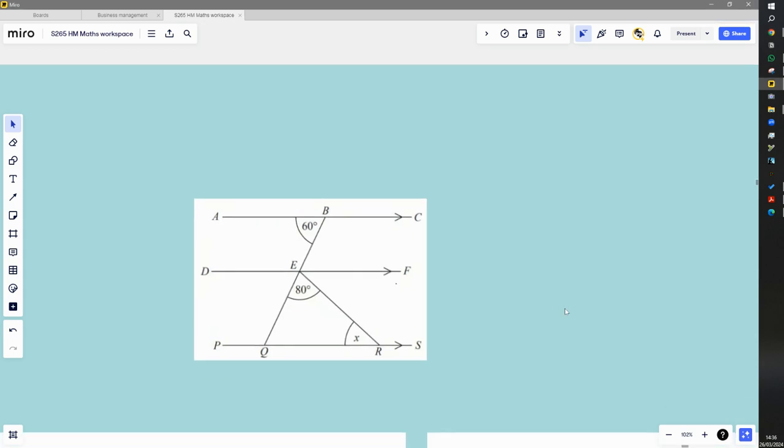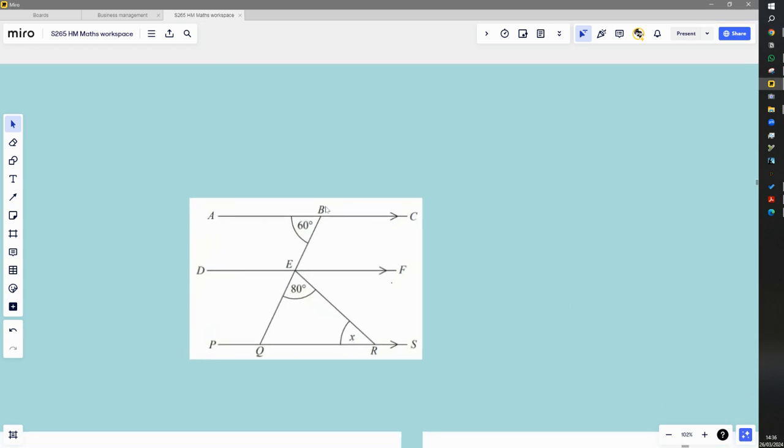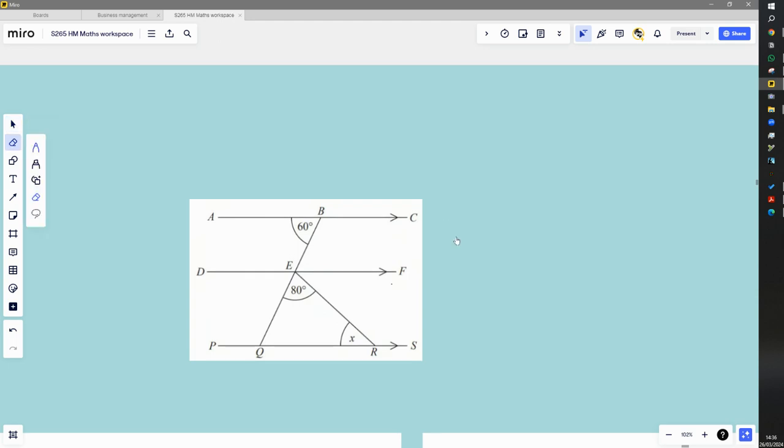Okay, so what we've got to do this time is find angle X. We've got all these capital letters, they always use capital letters to represent different points. So just to be clear again about this, which will help us with the three-letter notation, that would be point B, that's point E, and so on. Yes, this would be point C, point F, and so on. Okay, we've got three parallel lines now.